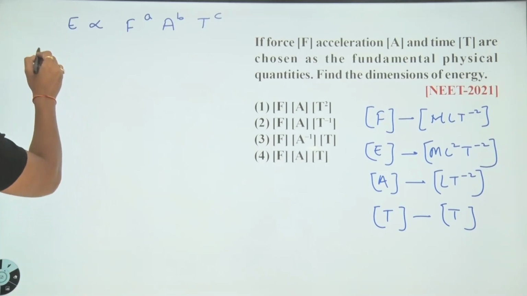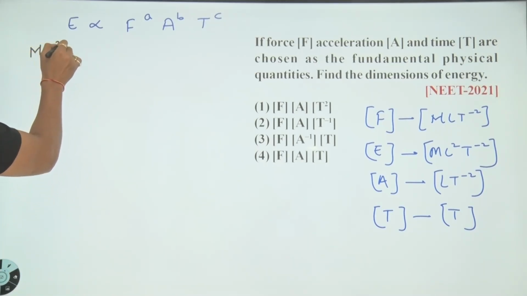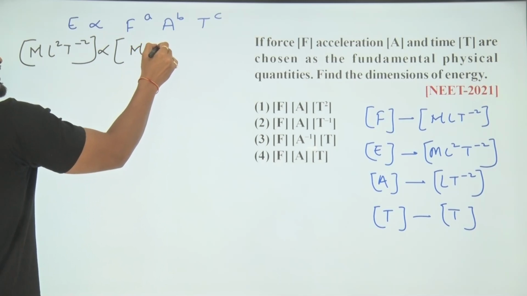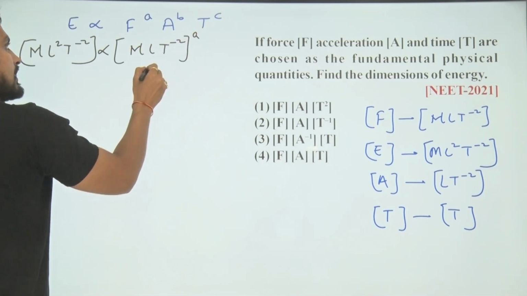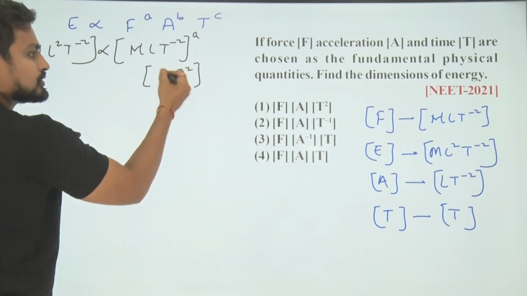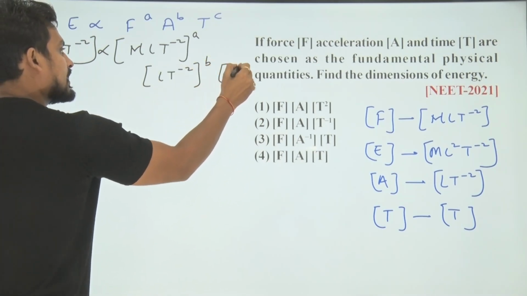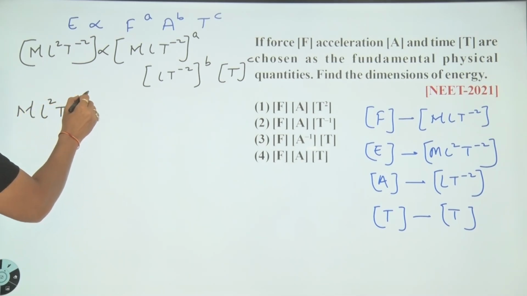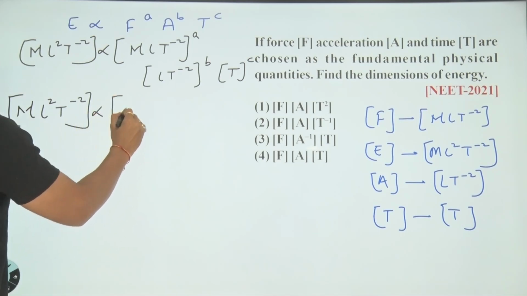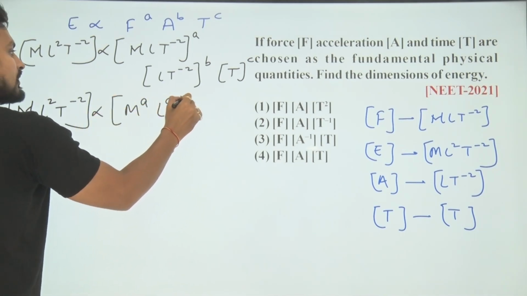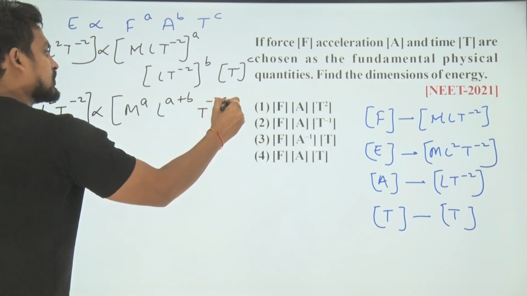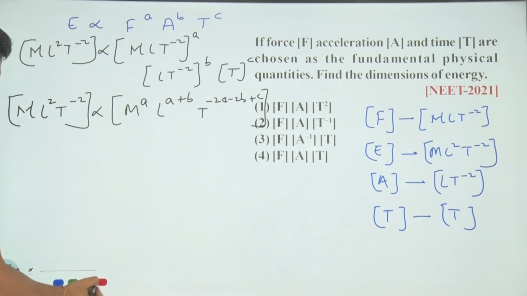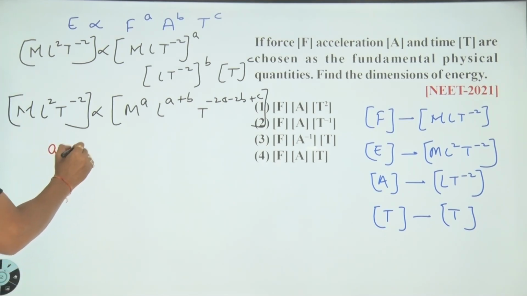So energy is M L2 T minus 2. It's directly proportional to (M L T minus 2) to the power A, (L T minus 2) to the power B, and T to the power C. So we write M L2 T minus 2 is directly proportional to M to the power A, L to the power A plus B, and T to the power minus 2A minus 2B plus C. Hence, what shall I write? I would say that A is equal to 1.